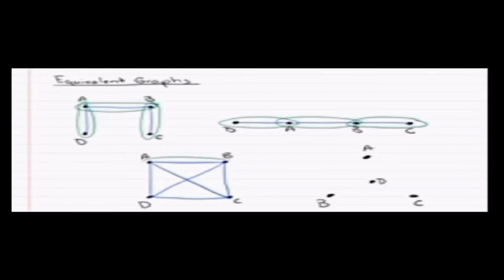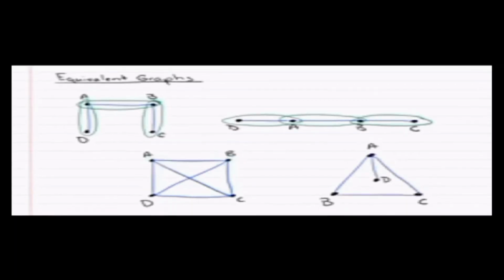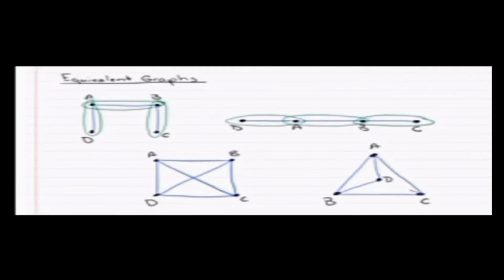So I have to connect the edges between A and B, also between A and C, A and D, between B and C, B and D, and also between D and C. So I got all the edges, and both are equivalent graphs because these two have the same number of edges and the same number of vertices, and those vertices are connected with the same edges.